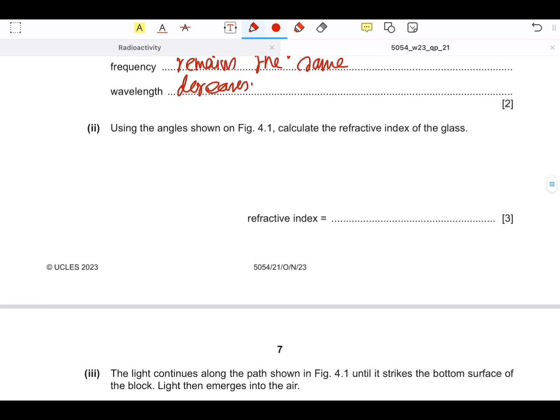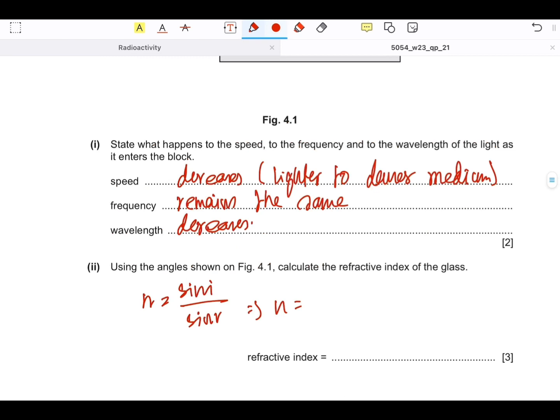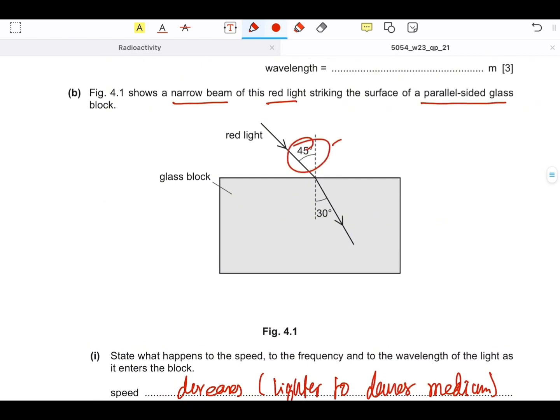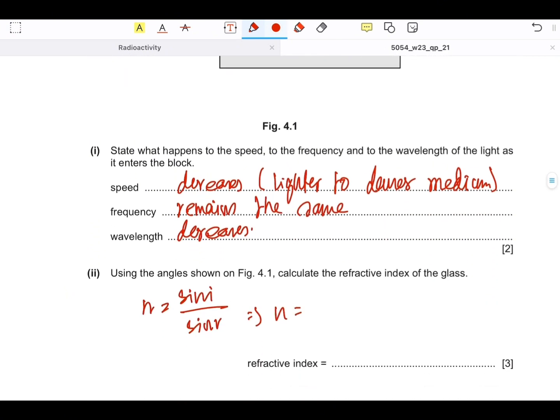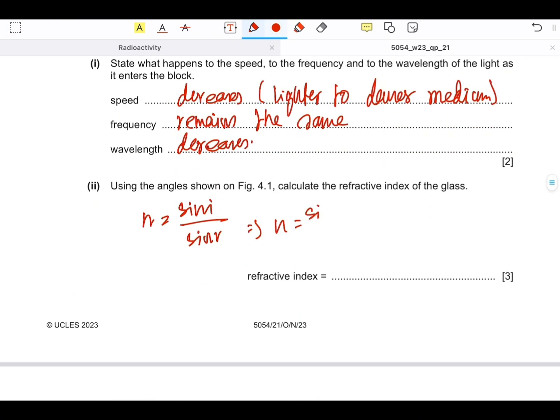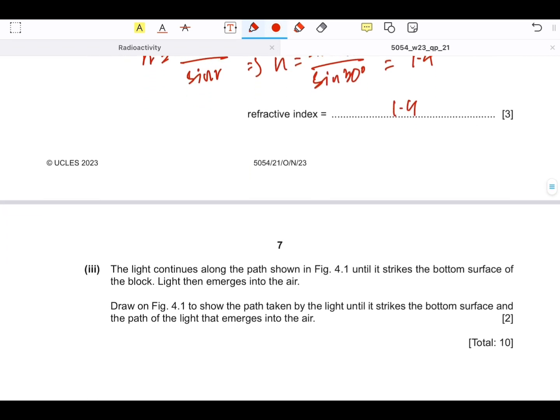So using those angles, calculate the refractive index. So n equals sin i by sin r. As we can see, the incident angle is 45 degrees and the refracted angle is 30 degrees. So sin 45 divided by sin 30 will give you approximately 1.4. So the refractive index is 1.4.